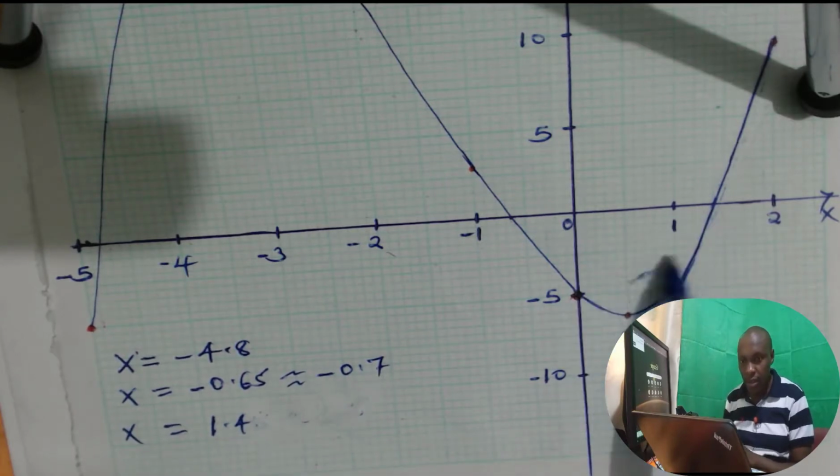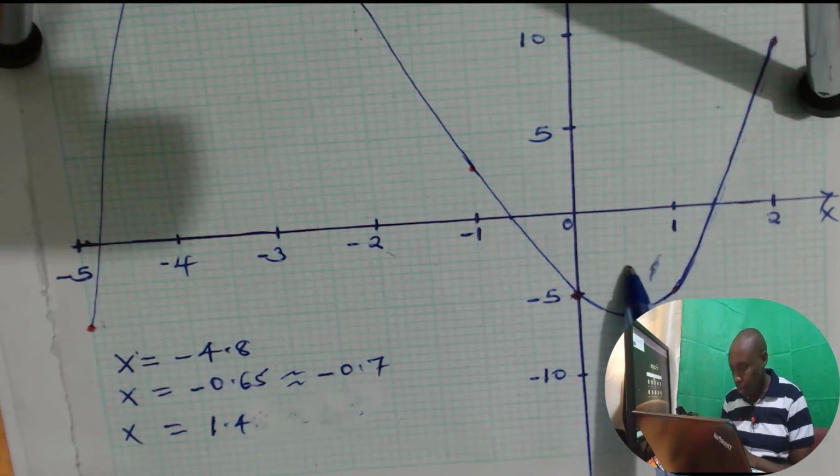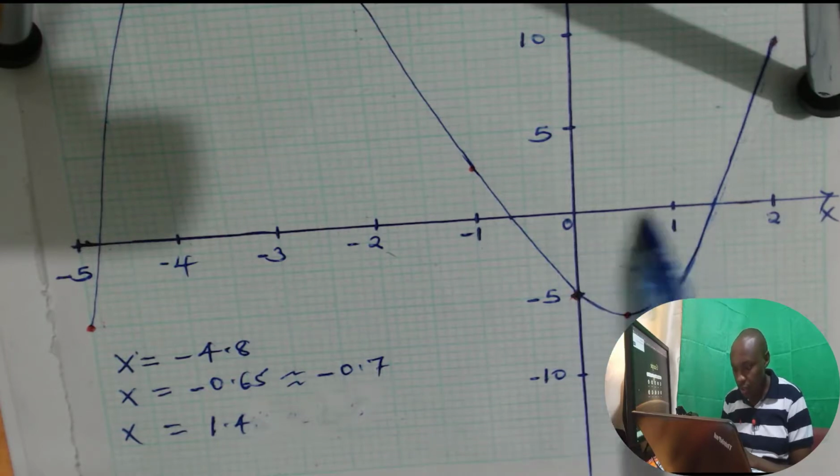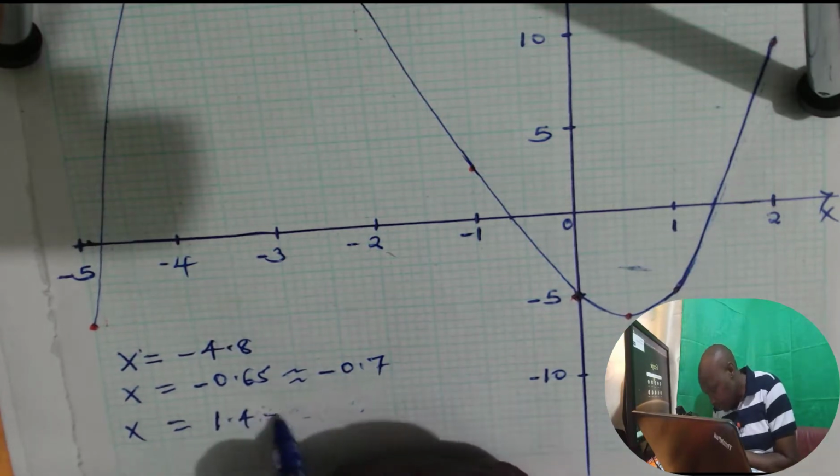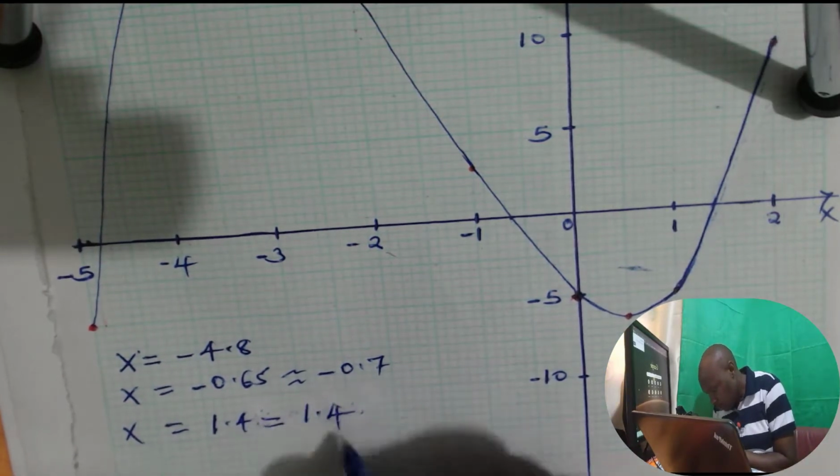Remember our scale. Don't forget that. The scale that we have used is 2 centimeters to represent 1 unit, so 1 small square represents 0.1. So this point is 1.4. Let me write this one well. So this one is 1.4.